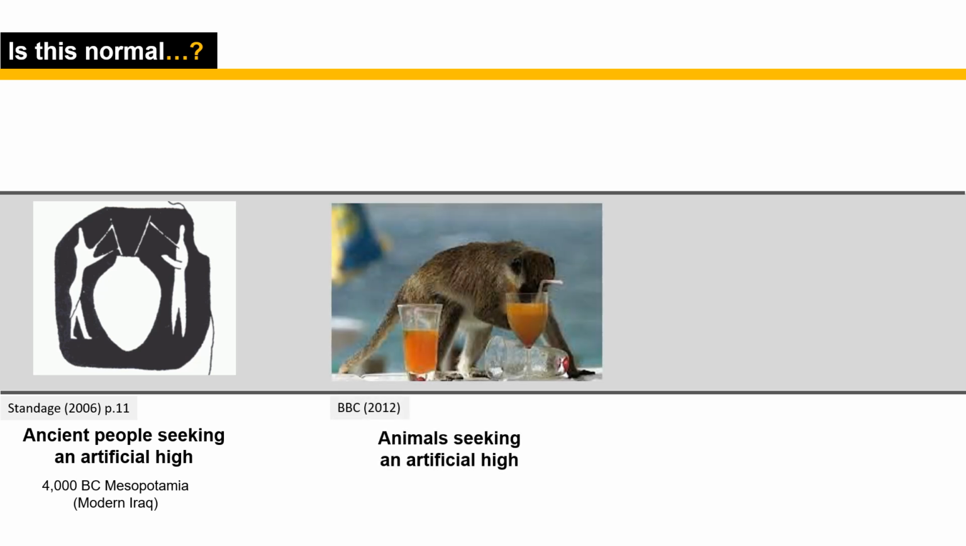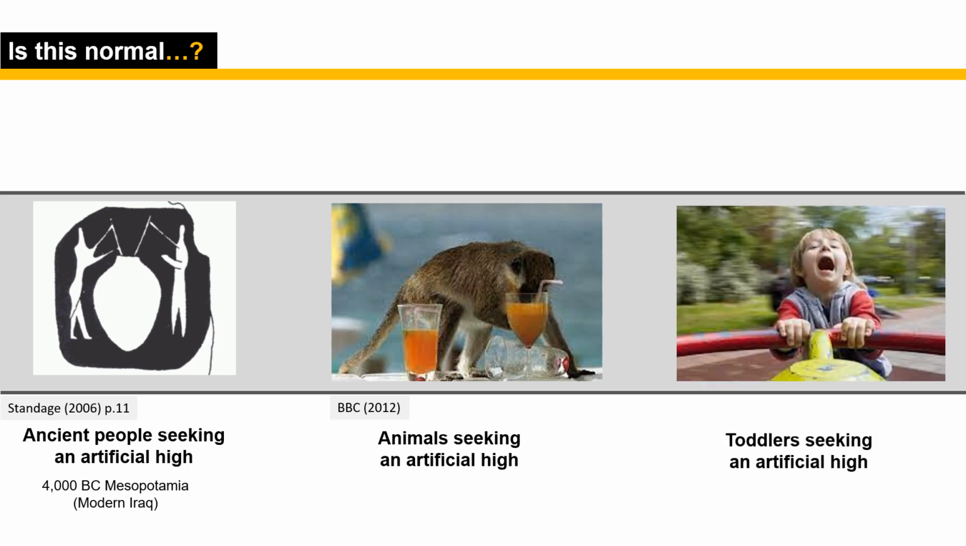We also know animals do this as well. The picture here is actually from a documentary with the BBC, where monkeys go to bars in the Caribbean to steal all the drinks from the tourists. And finally, we know that toddlers like to seek an artificial high. Obviously, they're not going to drink alcohol, but they love spinning in circles, so much so we'll build them roundabouts so they can spin round and start to feel dizzy and lightheaded. So it's definitely a normal part of development of some sort that at least some people, if not a lot of people, do want to feel intoxicated.